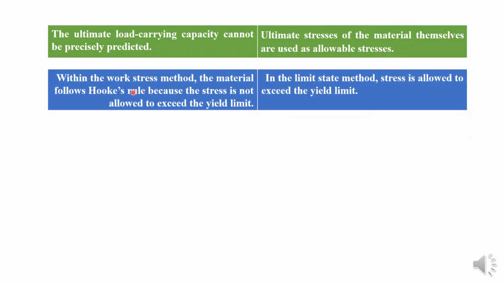In the working stress method, the ultimate load carrying capacity cannot be predicted. In the limit state method, the ultimate stresses for the material themselves are used as allowable stresses. In the working stress method, the material follows Hooke's law because the stress is not allowed to exceed the yield limit. In the limit state method, the stress is allowed to exceed the yield limit.